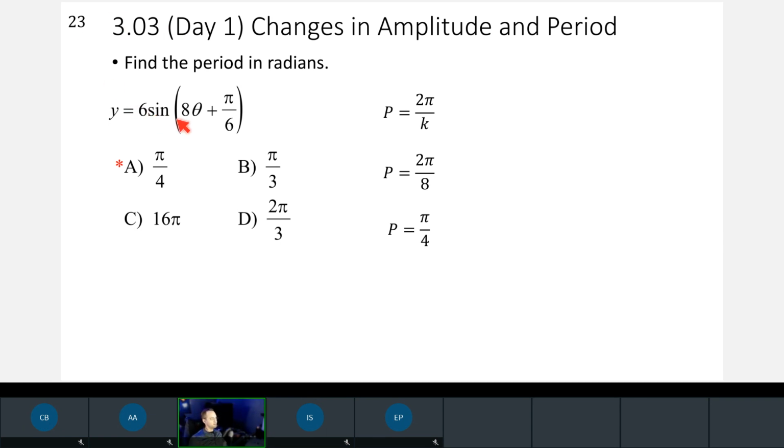Find the period in radians. So remember, sine, the parent function, the period is 2 pi. So to find the period of this, we're doing p equals 2 pi over k. Your k value is 8. So we plug that in, we do the math, and that's how we get the period is pi over 4.